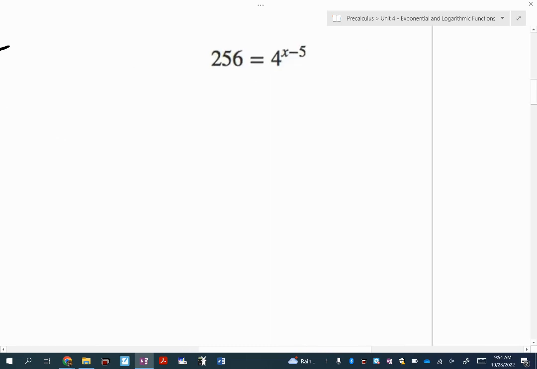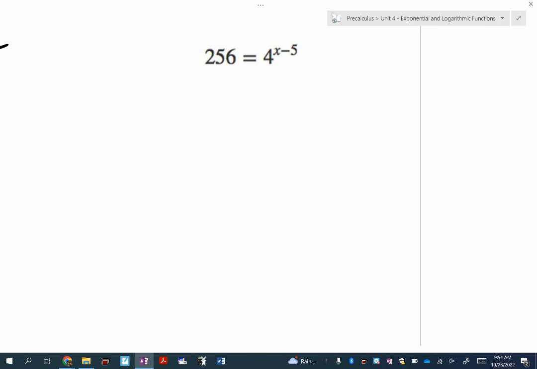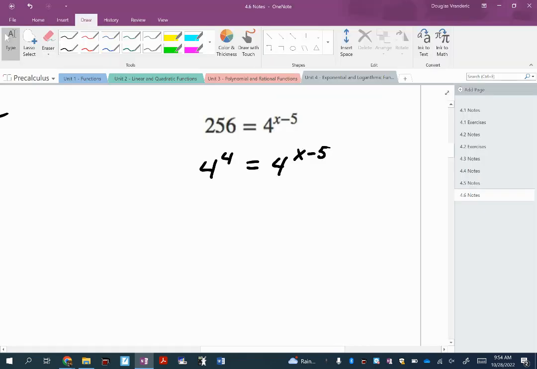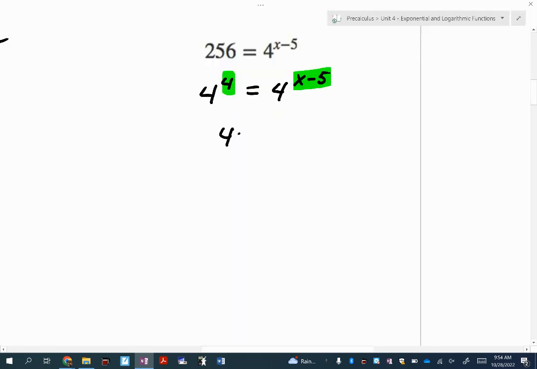Now here's an example of where you can't just drop the bases right away, because the base on the left side is 256 and the base on the right side is 4. But I can rewrite 256 with a base of 4. I know 4 to the first power is 4. 4 to the second power is 16. 4 cubed is 64. And 64 times 4, so 4 to the fourth power, is 256. So now I can drop those bases and set this 4 equal to x minus 5. Make sure you know which 4 I'm talking about. So 4 equals x minus 5, or x equals 9. That's how you do that.